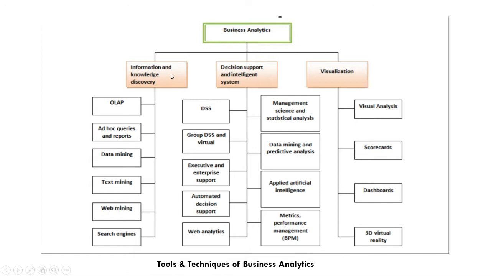You can see here under information and knowledge discovery, OLAP is there, data mining, text mining, web mining is there. That means the data is getting captured from various sources, right? Then the second part, you can see here, is the decision support and intelligence system. Here data is getting gathered in one place and it's going to be analyzed, right? So there's some process involved, like they might be doing some research or analysis on this data.